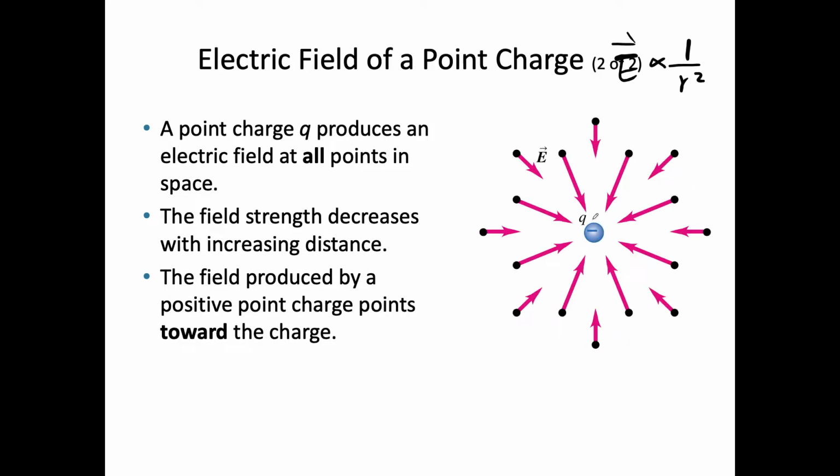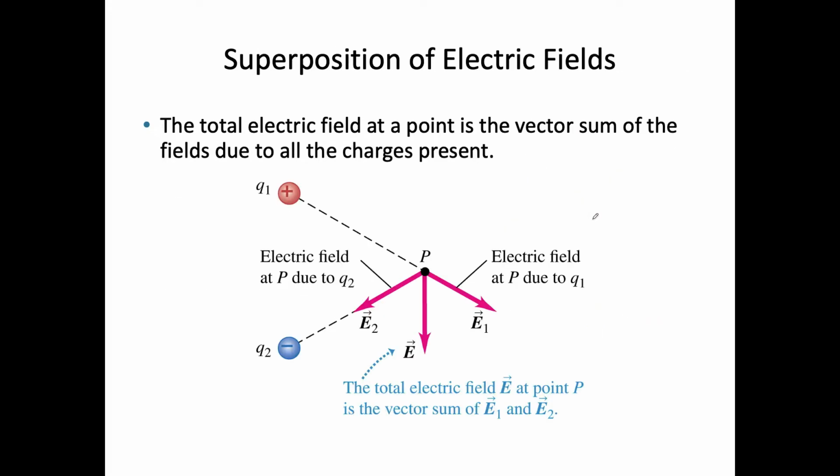Negative charge, electric field pointing into the charge. Now if you have more than one charge, you need to add the electric field produced by each charge together as vectors. Why? Because electric field was calculated based on electric force, right? And we learned from last class that if you want to add electric force from different charges together, you need to add them as vectors.